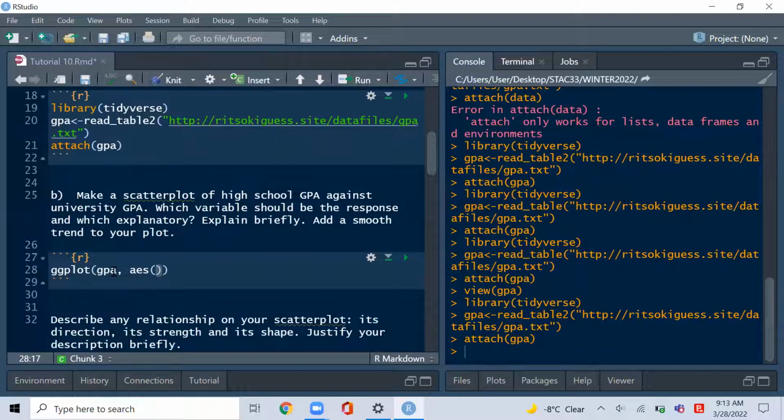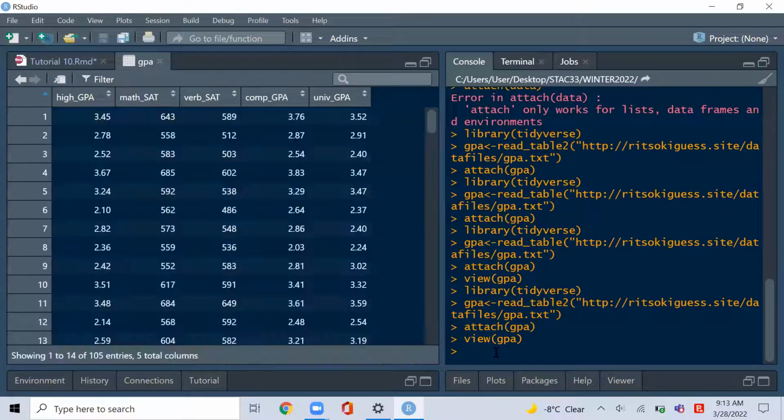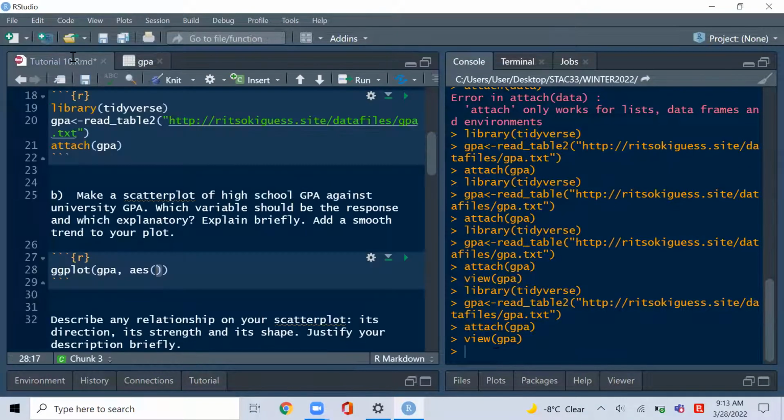Okay, so if you want to check whether or not high school GPA is correlated with university GPA, then of course you know to yourself that the Y variable is your university GPA, and the X variable is whatever you think is going to be correlated with it. I'm going to first look at high school GPA because it's logical that those who perform well in high school probably perform well in university.